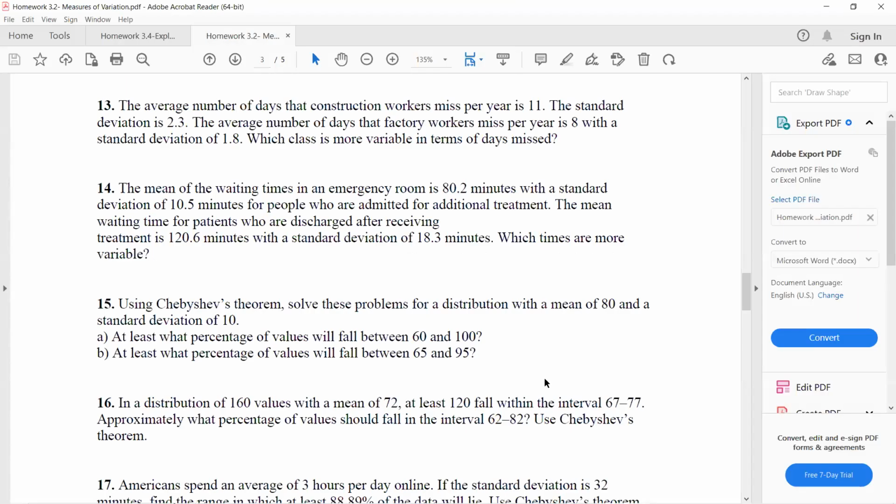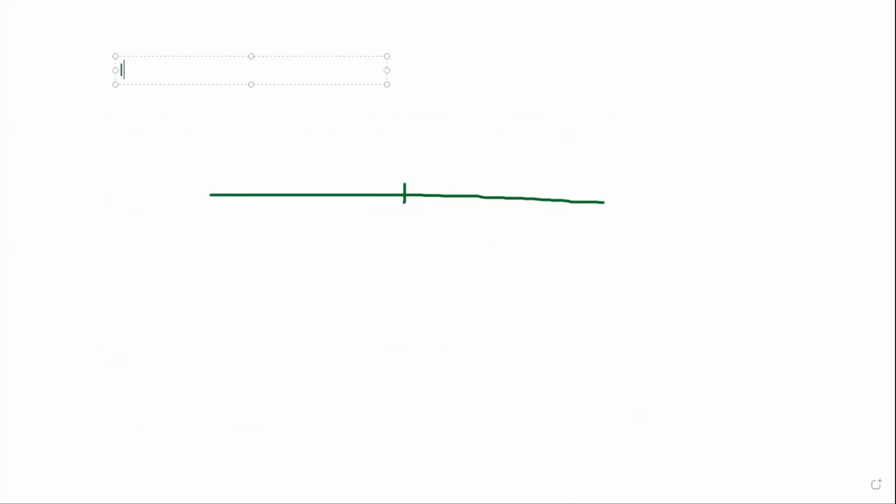So I know that I have 160 values with a mean of 72, and then I have two intervals. I'm going to start with the mean of 72 and 120 values out of 160. So here I'm going to say that there's a total of 160 values. And I know that 120 of them fall between 67 and 77. Okay. And I also know that the mean is 72.